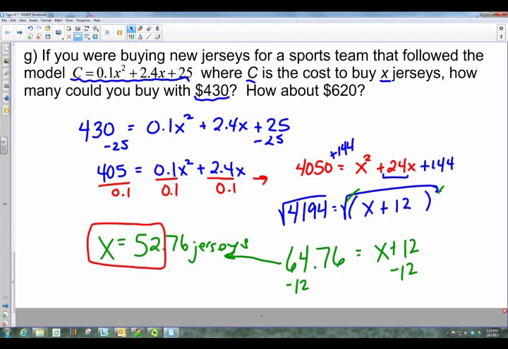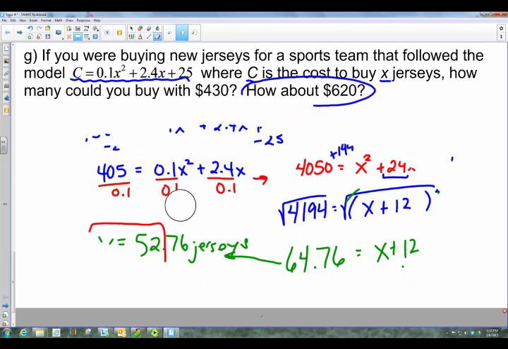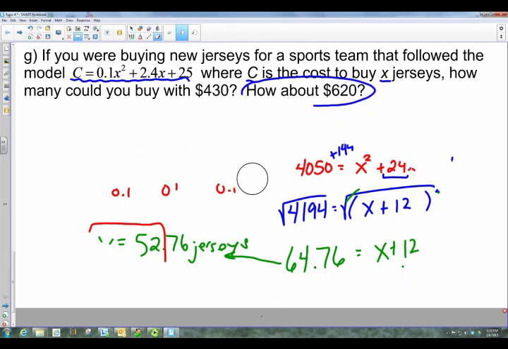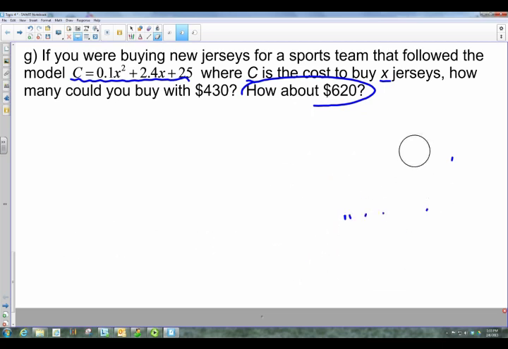Okay, I want you guys to pause the video, give this a quick try, try and figure out how many jerseys you could get with $620. I'll follow the same process. I'll be back in just a second. Okay, so you guys hopefully had some time to do that with the pause. Let's see what you ended up with.